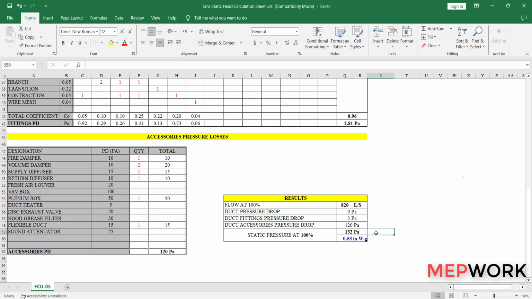You can add a factor of safety, for example 10%. You can add this final result in this cell by multiplying it by 1.1, and this will be the total static pressure of the fan. And you should note that this is the external static pressure of the fan, and the total static pressure is the sum of external static pressure and the internal static pressure. The internal static pressure of the fan coil unit or the air handling unit is given by the supplier or the specialist. You can get it from the material submittal or the product catalog.